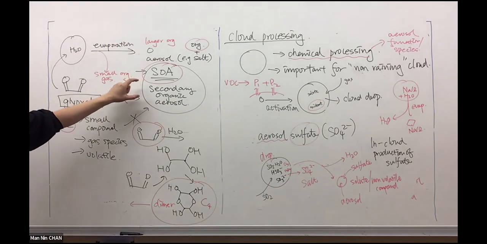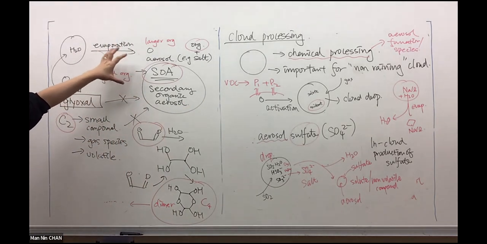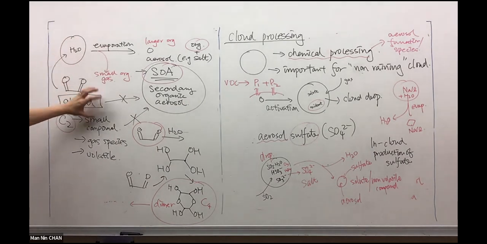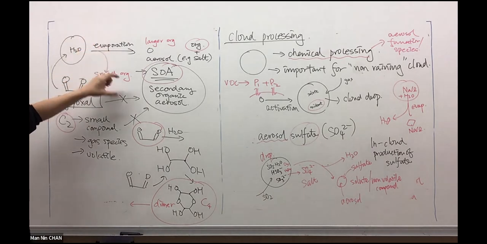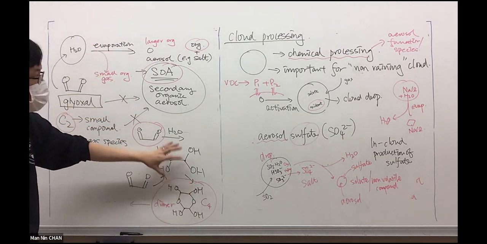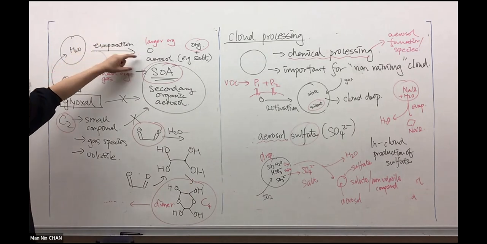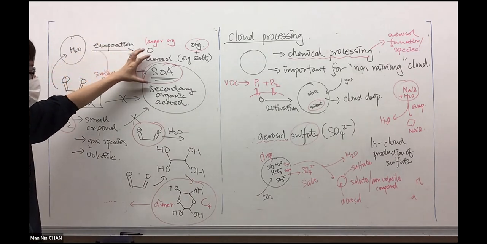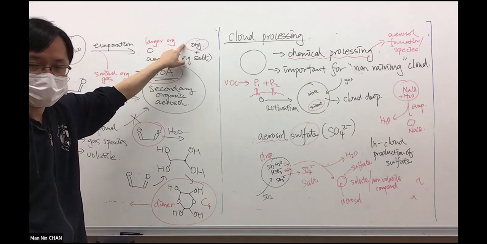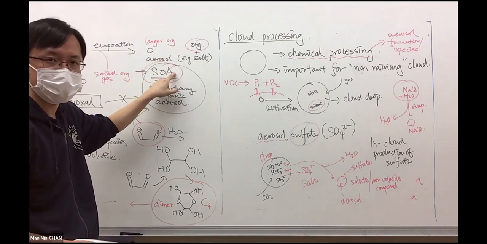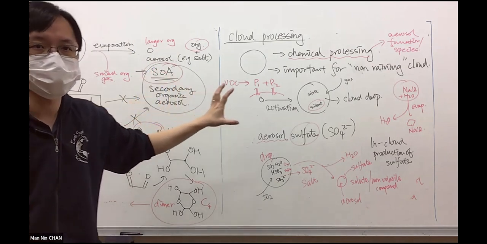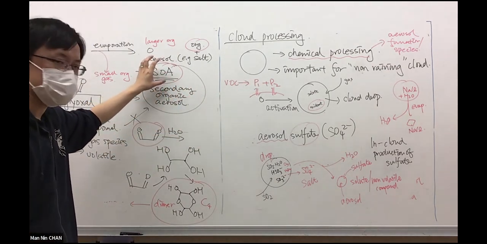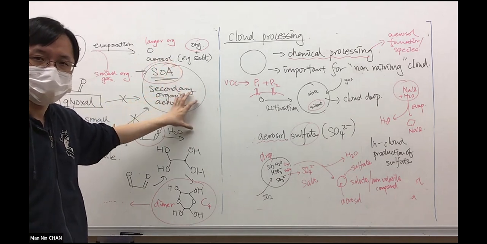Now I give you another example. You can have gas phase species, originally in the gas phase, but they go through this cloud processing, and then you form some larger molecules. And then after the evaporation, they will still remain in the aerosol phase. So basically now you add organic mass to your aerosol. That means this is called SOA. Therefore, cloud processing is also an important route for SOA formation. Do you see the point?